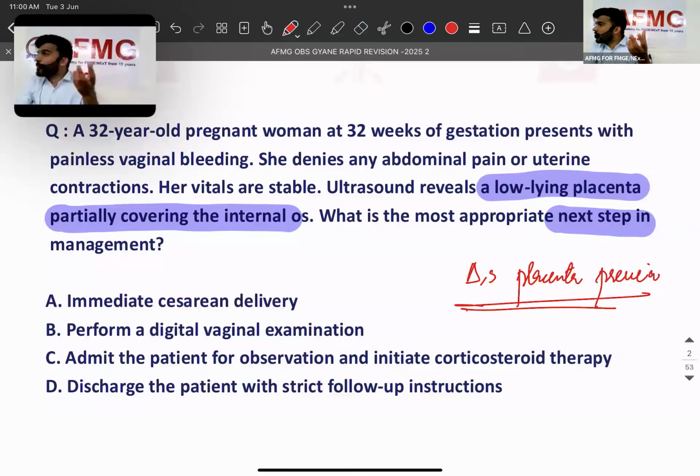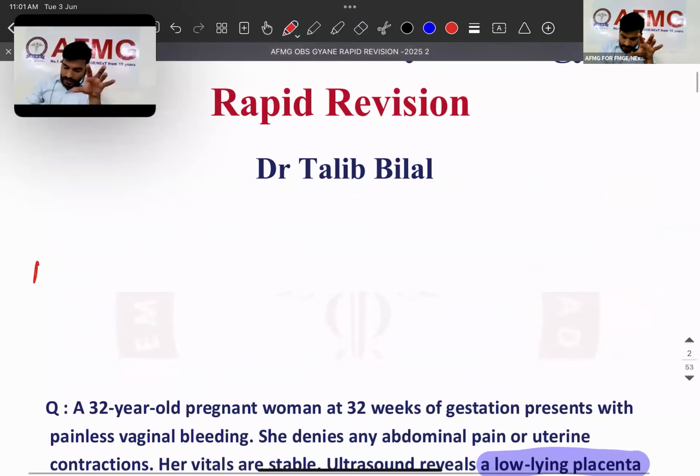When we talk about obstetrics, what is obstetrics? Anything related to the pregnancy, right? Now, in obstetrics, we have two types of hemorrhage. Antepartum hemorrhage and postpartum hemorrhage. What is antepartum hemorrhage? The hemorrhage which takes place before the delivery.